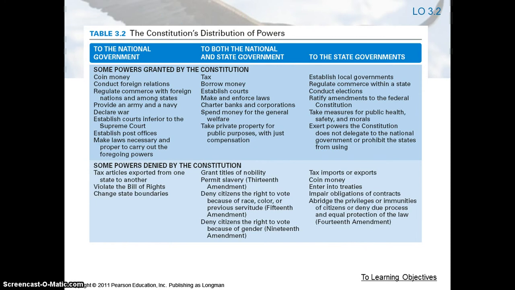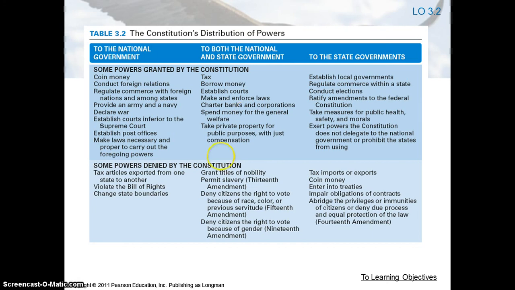You can see here, this is also from Chapter 3, a nice little chart that shows in the left-hand column, these are powers granted to the national government. In the center column, you have powers that are both national and state government. And then in the right-hand column, you have things that apply strictly to the states. The dark blue is powers granted, the light blue, powers denied. So you should be familiar with a lot of these things.